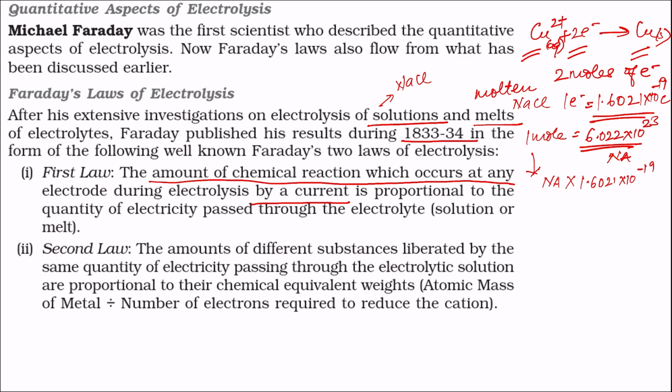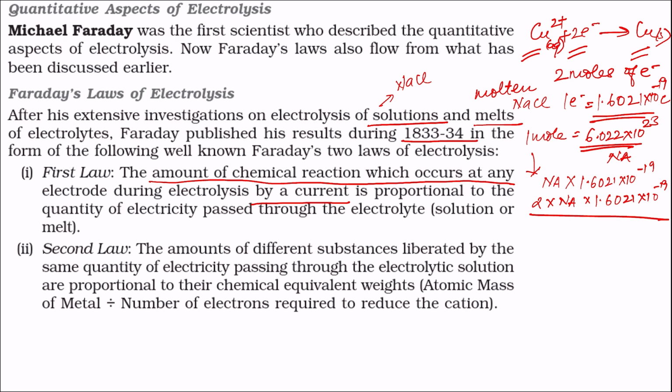Now, in the discharge of 1 mole of copper ions, 2 moles of electrons are required. So the amount of charge required is 2 times this value: 2 × Avogadro's number × 1.6021 × 10^-19. This is the amount of charge utilized. This many coulombs are utilized in changing 1 mole of Cu2+ ion to 1 mole of solid copper. So this is the first law, that the amount of chemical reaction depends upon the quantity of electricity passed.